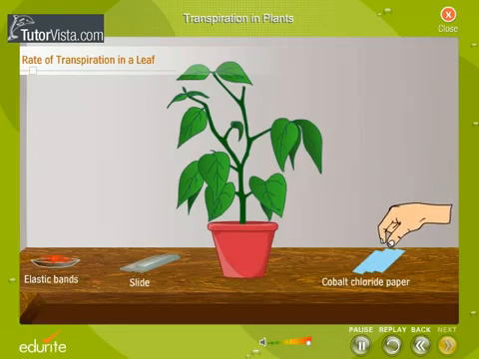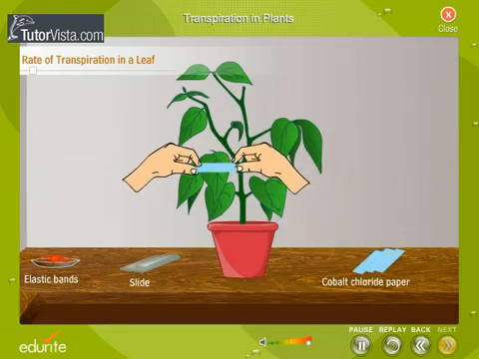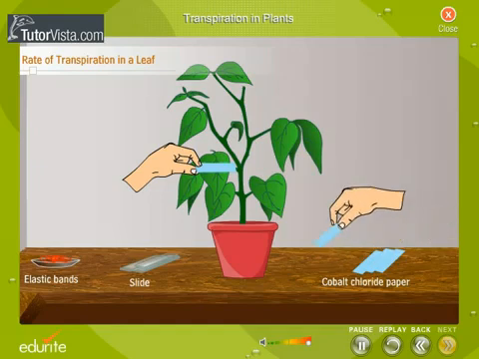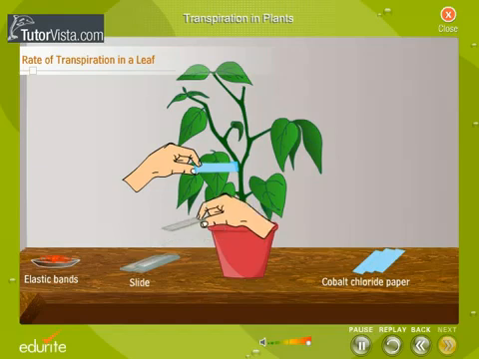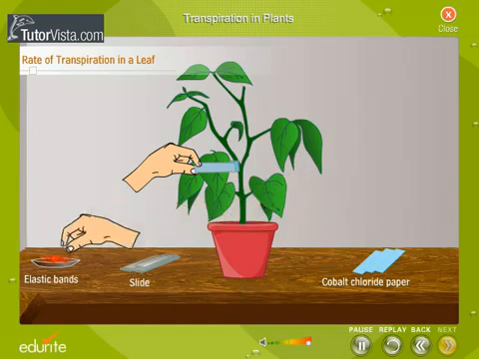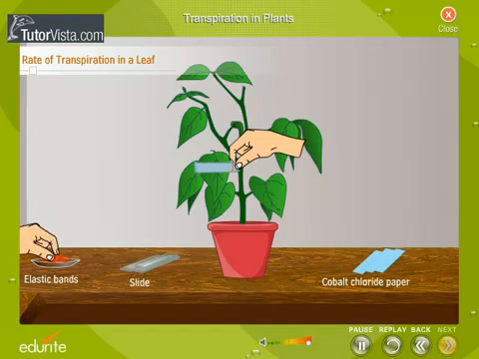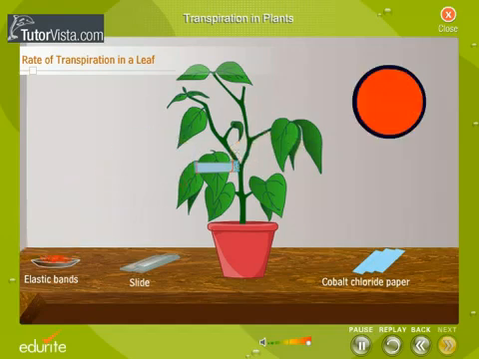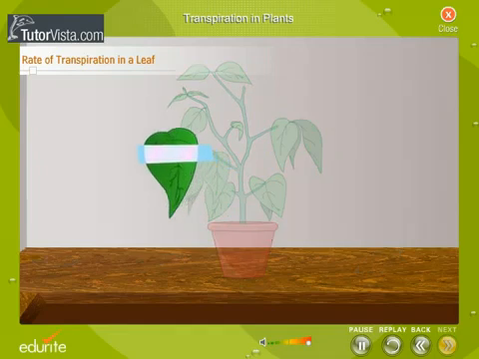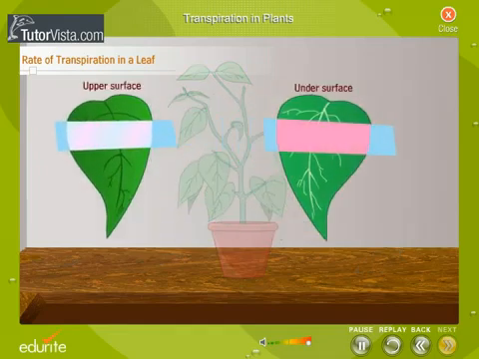Take 2 strips of cobalt chloride paper and place them on either surface of one of the leaves of a potted plant. Cover them with a glass slide and hold them in place with elastic bands. Leave it for an hour. Now remove the strips and observe them closely.